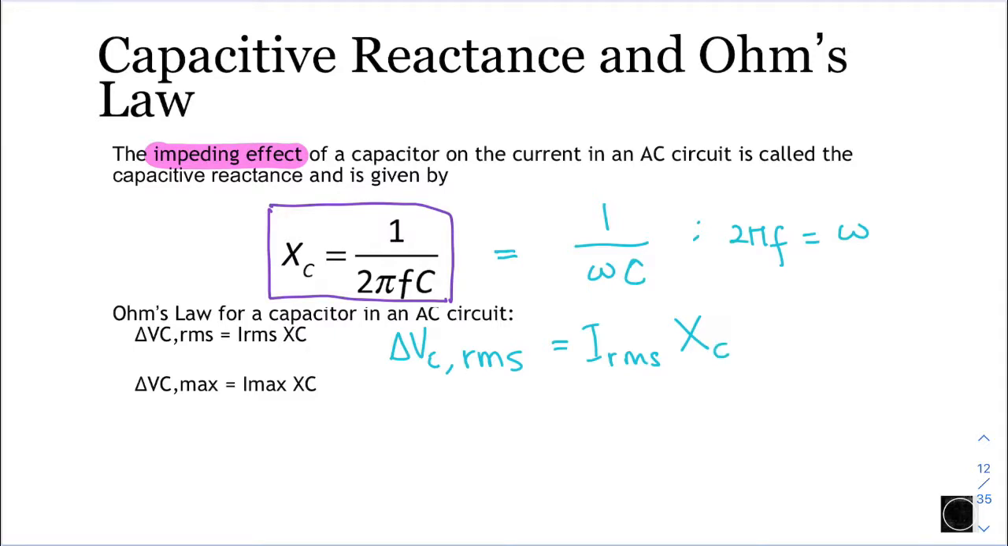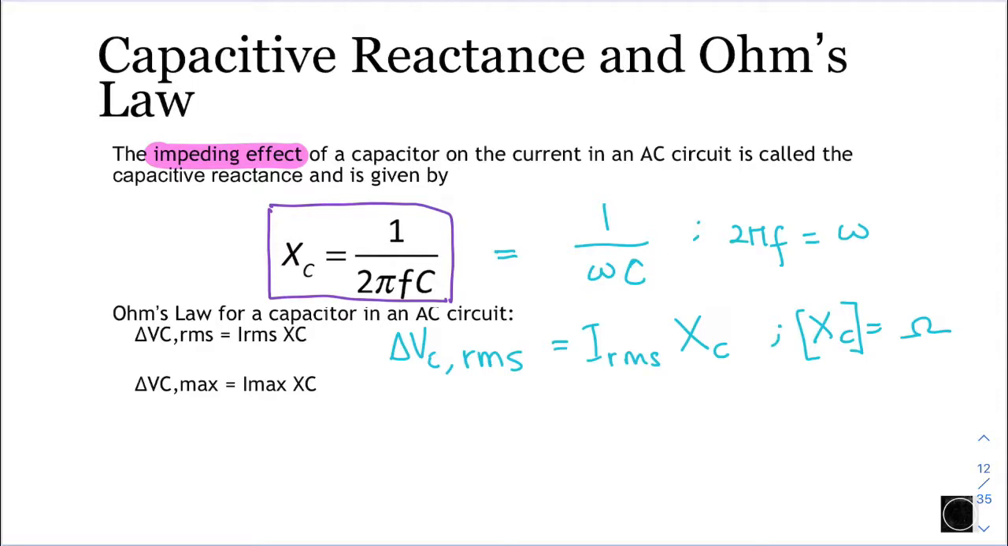If we compare this to the normal Ohm's law, delta V equals IR, the XC has the unit of ohm, because it measures how much trouble the current has passing through the capacitor. That is capacitive reactance, where XC must be determined by using this formula.